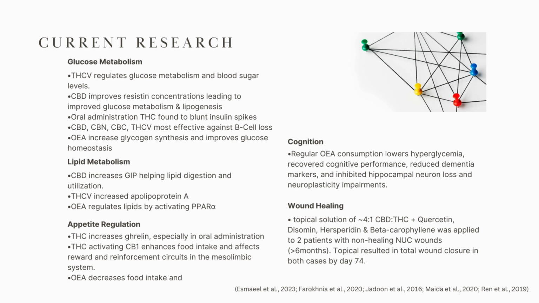So it was shown with chronic administration to improve cognitive performance, reduce dementia markers, reduce neuron loss, and neuroplasticity impairments, which is great because there is a link that they're finding between too much glucose in the brain and it's leading to Alzheimer's and types of dementia. So sometimes they call it Alzheimer's diabetes type 3. So this is really promising.